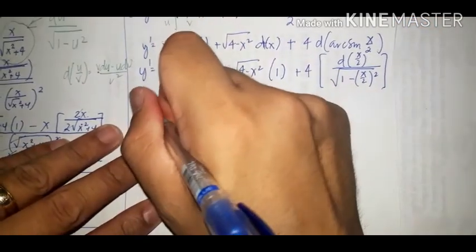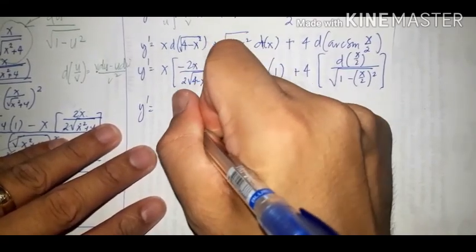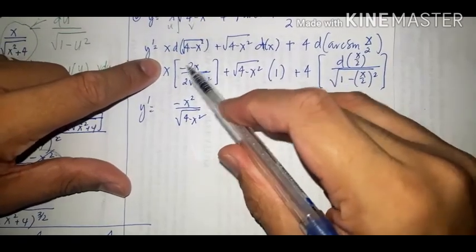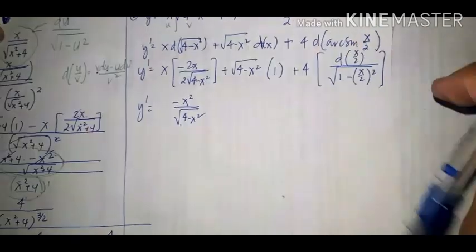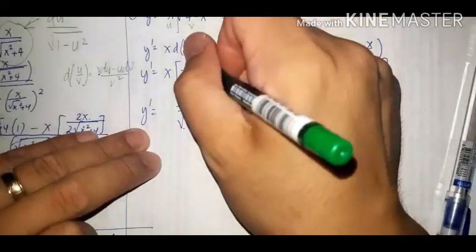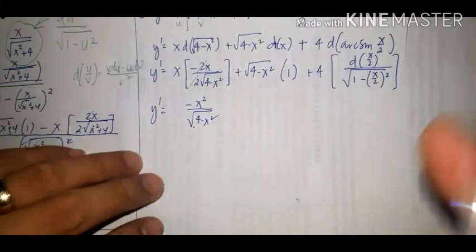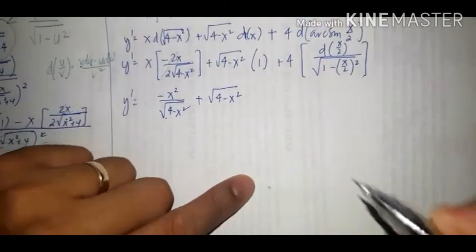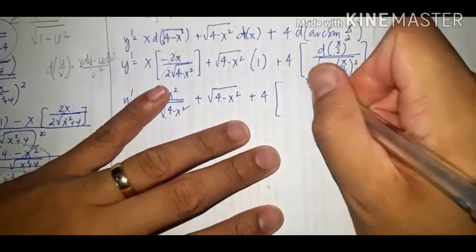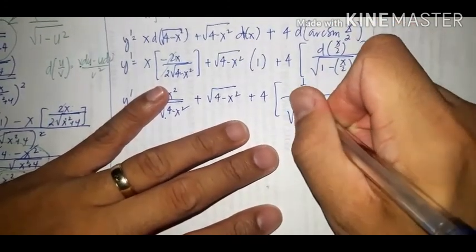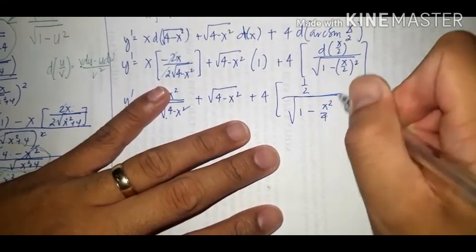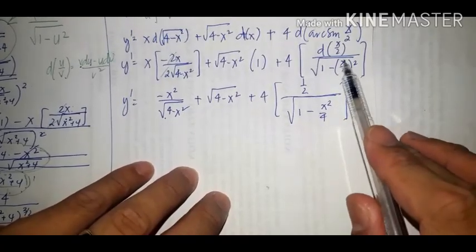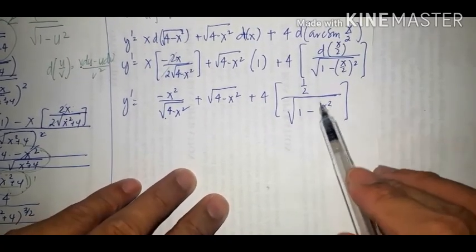So this gives you y prime is negative x squared over square root of 4 minus x squared because that 2 cancels out. So negative x times x is negative x squared over 4 minus x squared square root. That cancels out. You have plus square root of 4 minus x squared plus 4 times the quantity 1 half over the square root of 1 minus x squared over 4. So, this is derivative of x over 2 is 1 half. Derivative, x over 2 raised to the second power is x squared over 4.